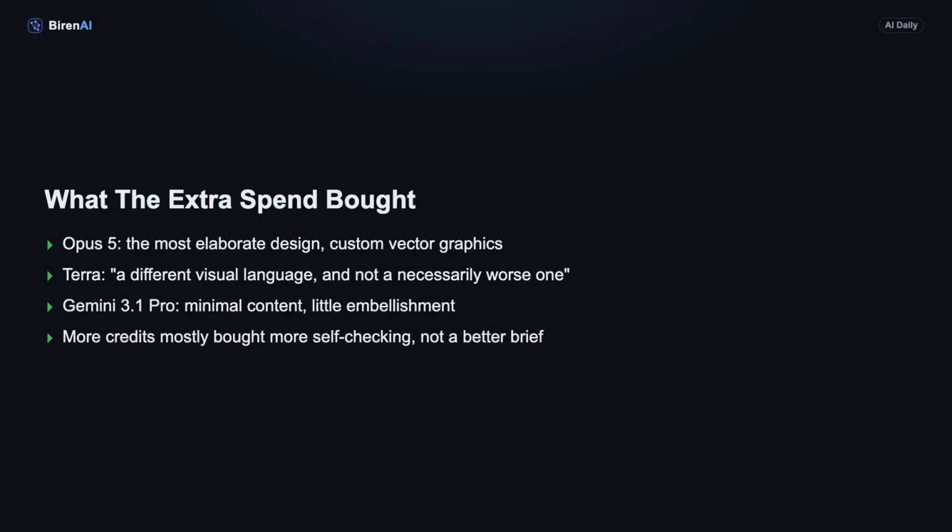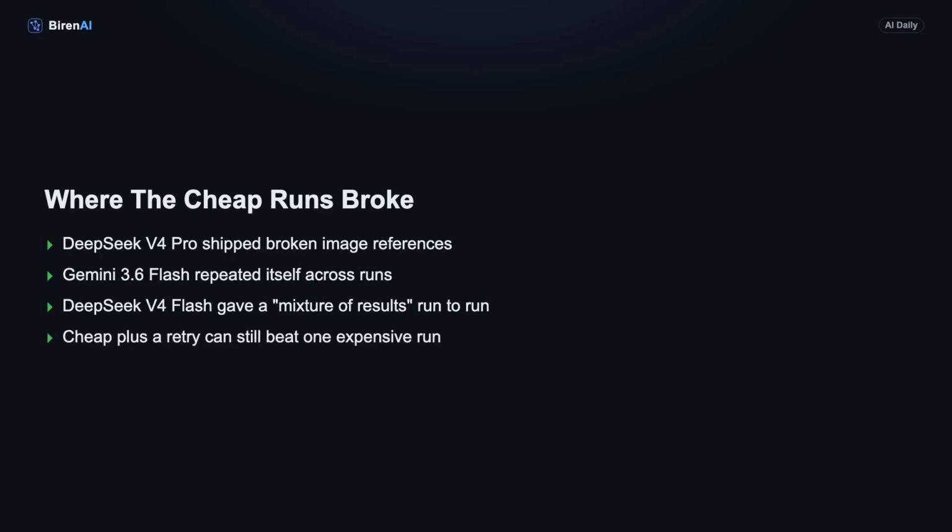At the top, Opus produced the most elaborate result, custom vector graphics, more considered detail. But Netlify's own note on Terra, at 39 credits, is that it has a different visual language, and not a necessarily worse one. Gemini 3.1 Pro went the other way, minimal content and little embellishment. The expensive runs were largely spending their credits on doing more work and checking themselves, not on understanding the brief better. The cheap end is not free of problems.